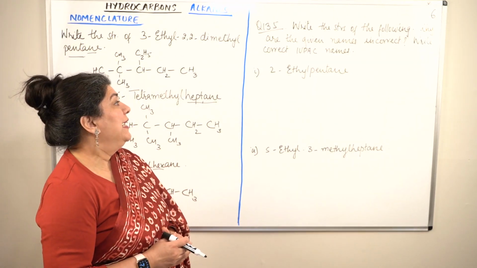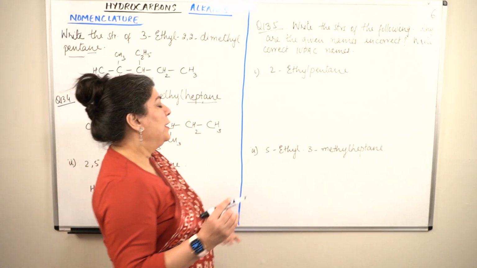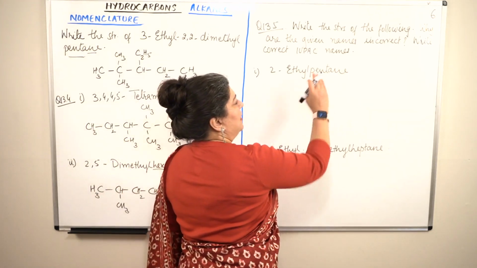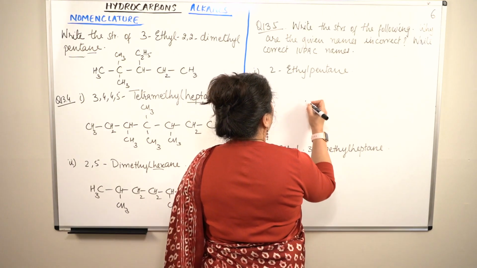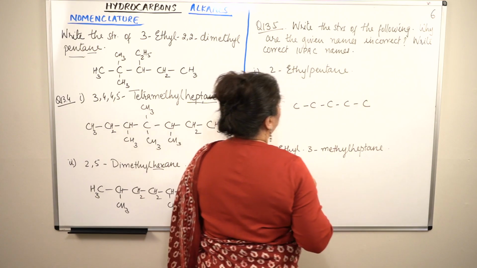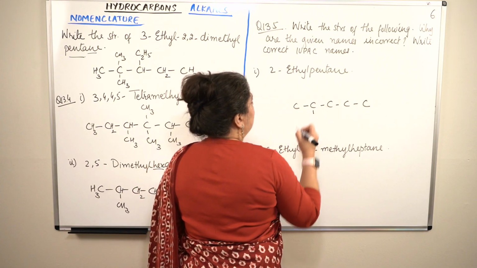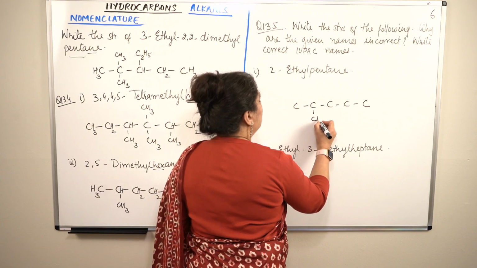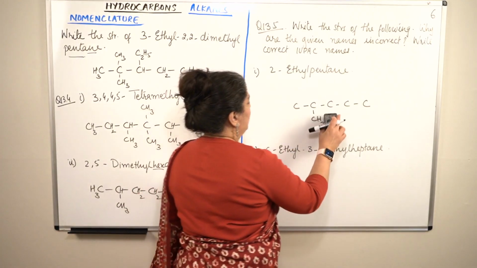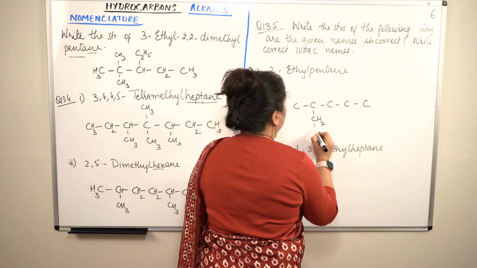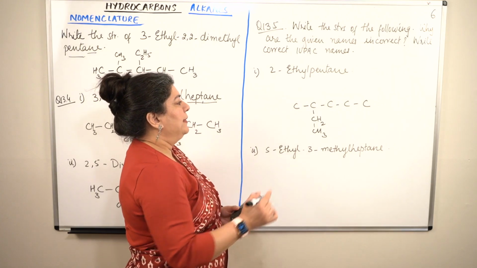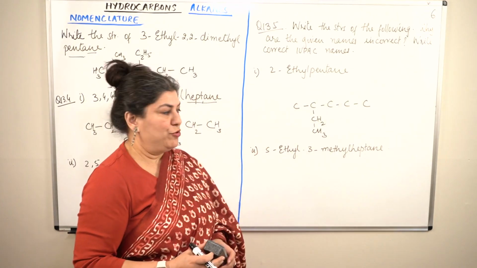So let's start. It is 2-ethylpentane. We'll use the same method to write down the structure. Pent means there are 5 carbon atoms. So I should make a chain of 5 carbon atoms. 1, 2, 3, 4, and 5. On the second carbon, there's an ethyl group. Ethyl group means it is CH2CH3. Or I could write it below it also. CH2CH3. Now, this is 2-ethyl and this should be pentane if I fill it up with hydrogen atoms.